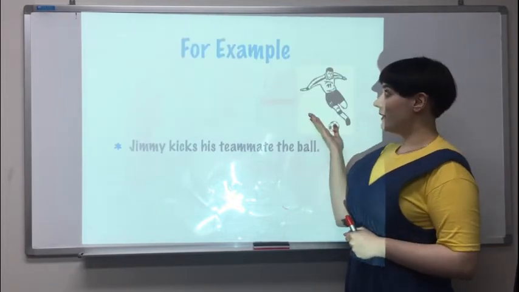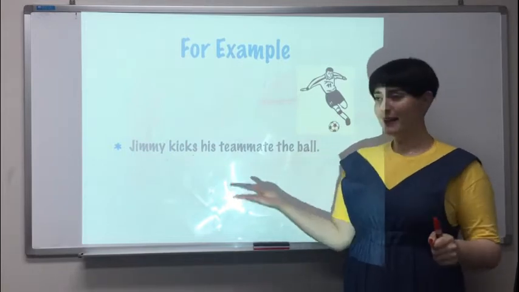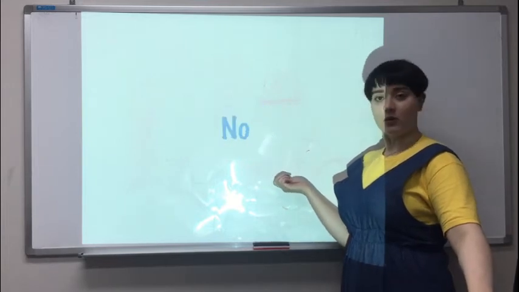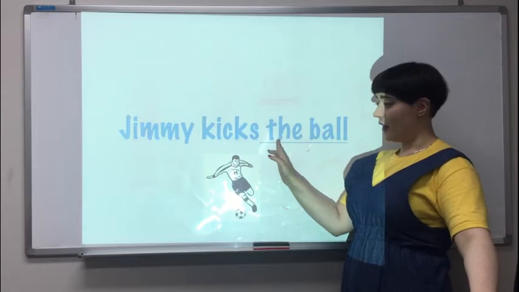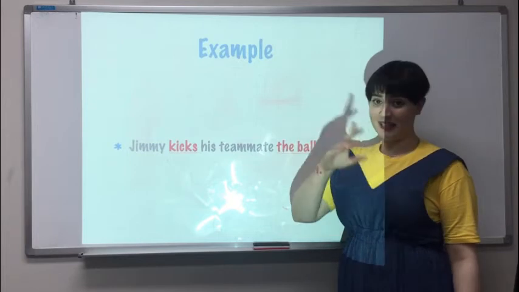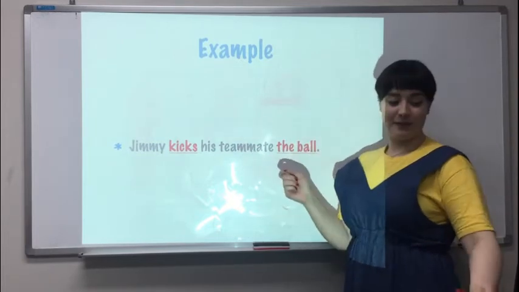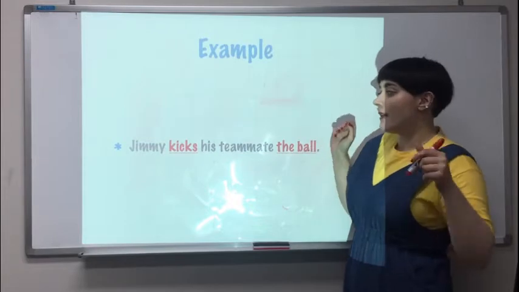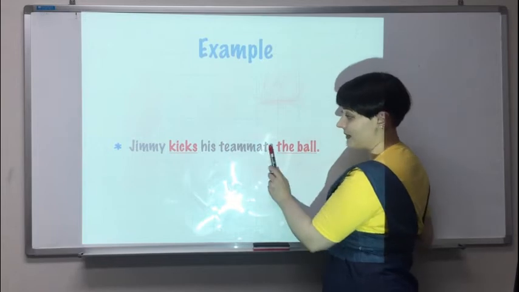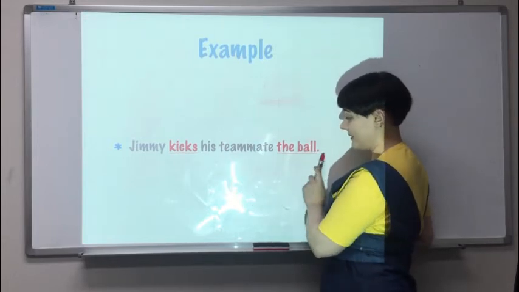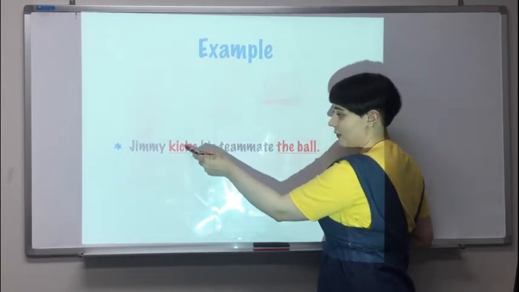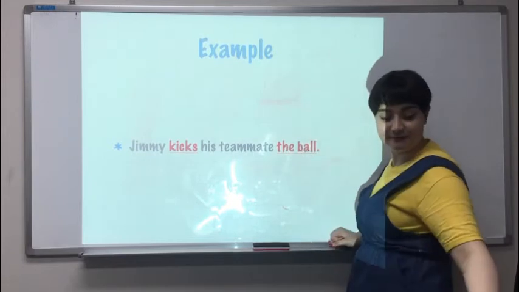Here, for example, we have Jimmy. Jimmy kicks his teammate the ball. Does Jimmy kick his teammate? No. Jimmy kicks the ball. He doesn't kick his teammate, he kicks the ball. So this is our direct object, because the ball is directed towards his teammate, but the thing that he kicks is the ball. Whatever receives the direct action from the verb is our direct object.